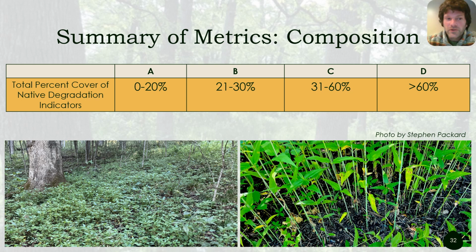The next compositional metric is the cover of what we call native degradation indicators. And we didn't use the term disturbance because of its association with fire.